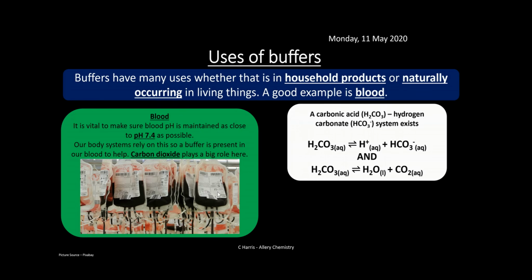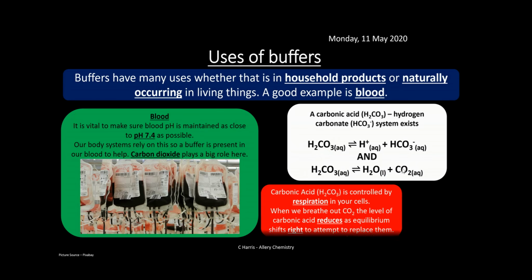And so we use carbonic acid, H2CO3, a carbonic acid molecule, and hydrogen carbonate, HCO3 minus. So we have this buffer system here. Here we've got our acid dissociating to form our H plus and our ion. That's your weak acid. And also we have another system here to do with the carbonic system, forming your water, and carbon dioxide is also obviously present in our blood as well.